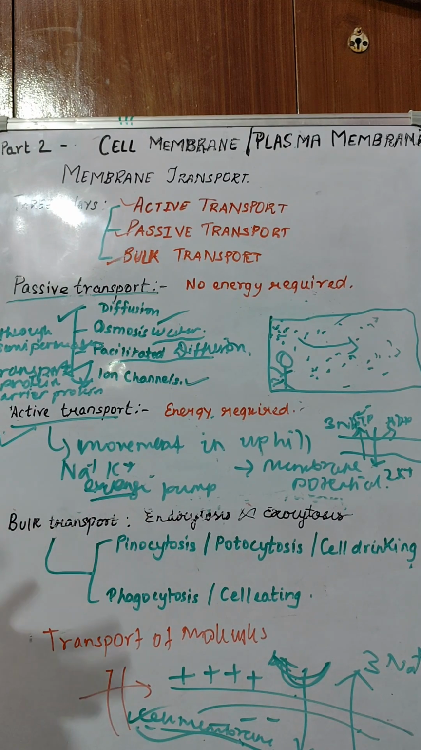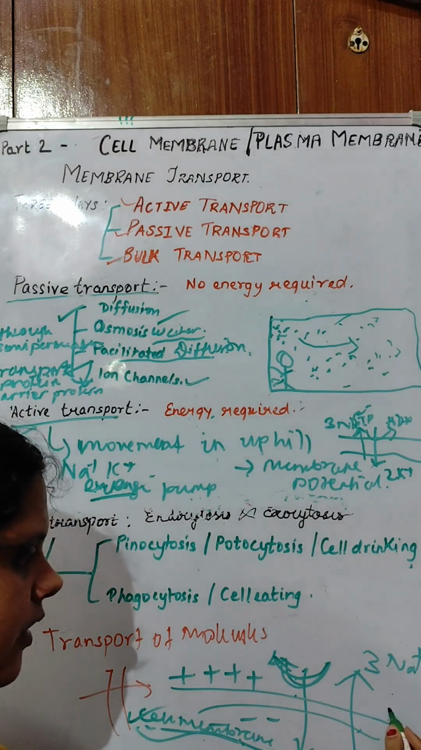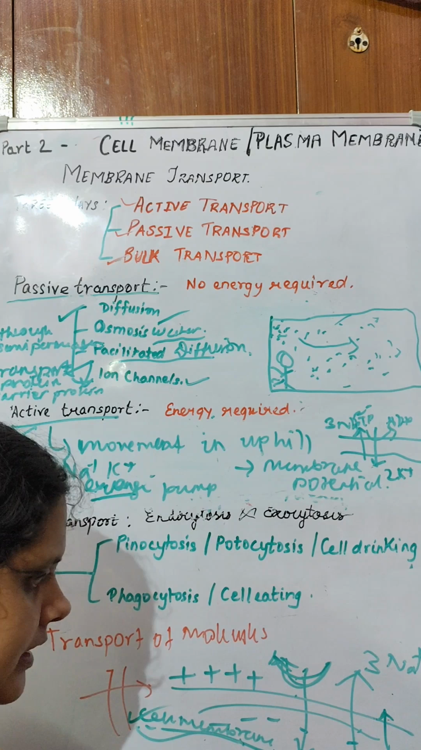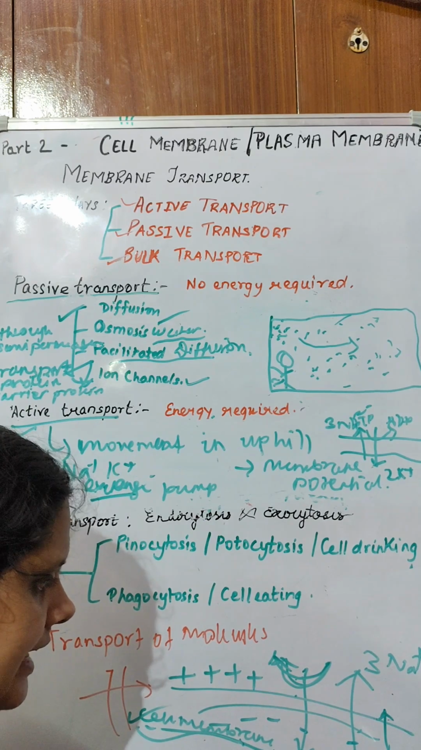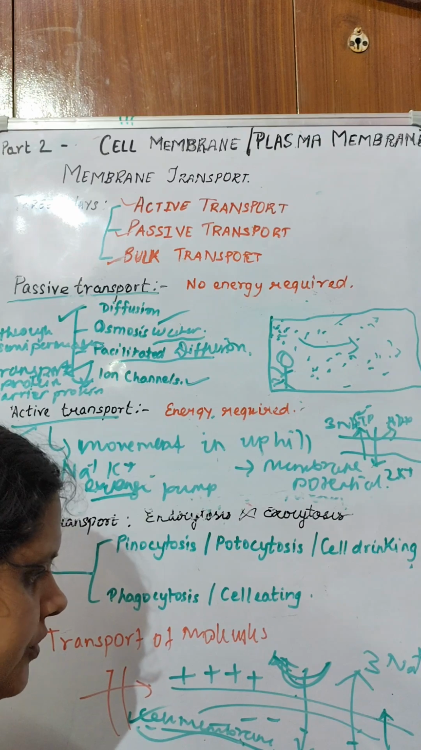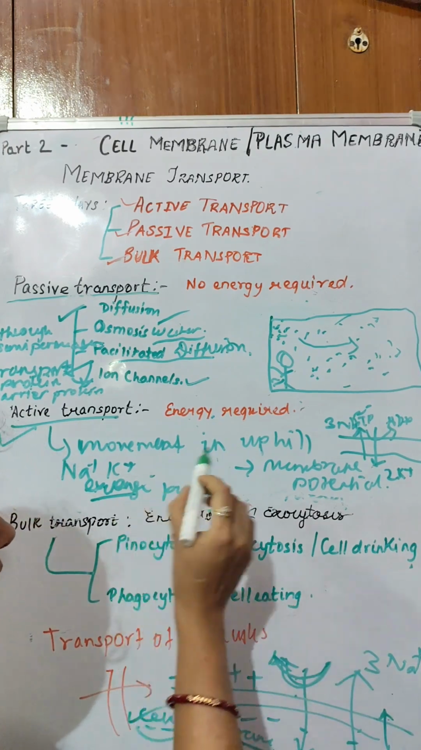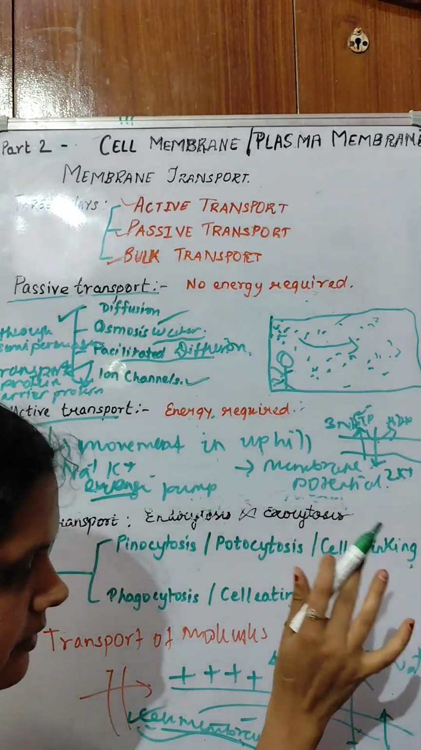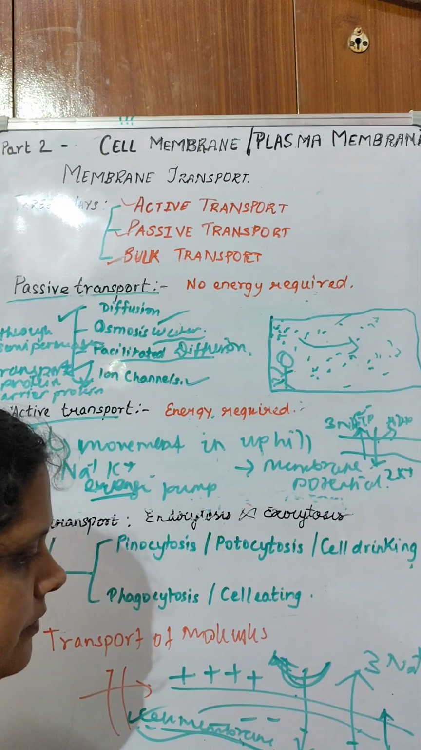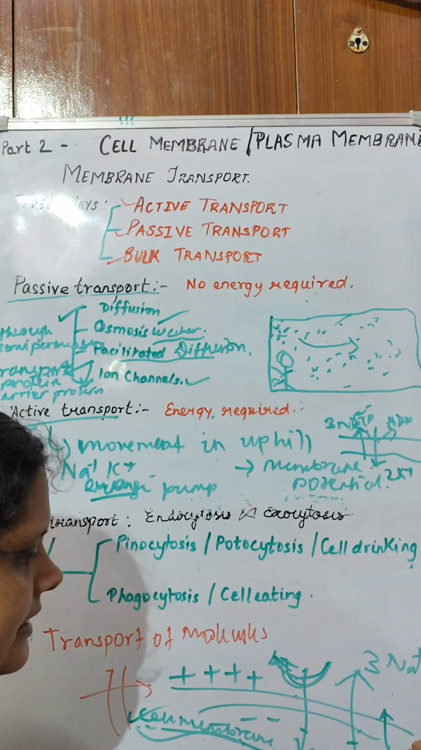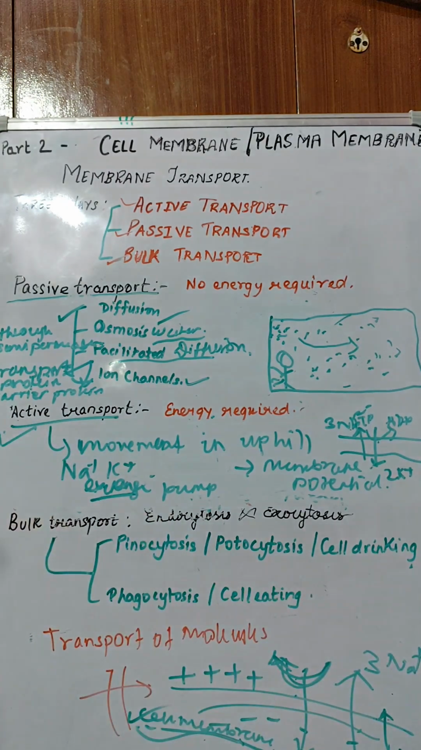At the same time, if there is a movement of some other molecule with this sodium or potassium, then that is known as secondary active transport. The movement of potassium and sodium was primary active transport, and with them, if some other molecule is also able to move, then it is secondary active transport.